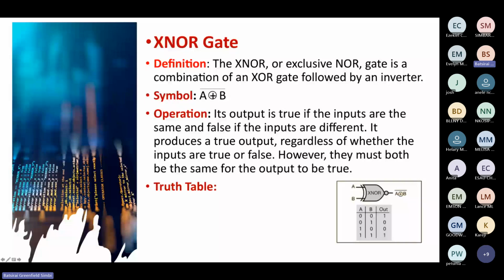So if the inputs here are 0, 0, then our output has to be 1. If we've got a 1 and a 1 here, our output has to be 1. So if we've got two inputs which are the same, then our output has to be 1. But if our inputs are different, like here we have a 0 and a 1, then our output has to be 0, no matter where the 1 or the 0 is. So they must both be the same for the output to be true.